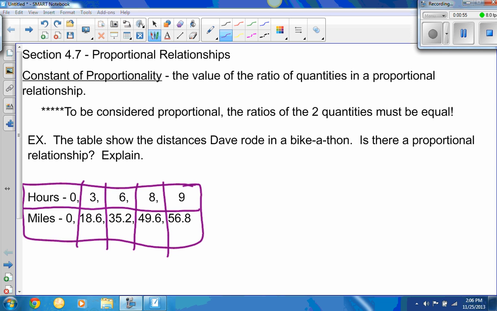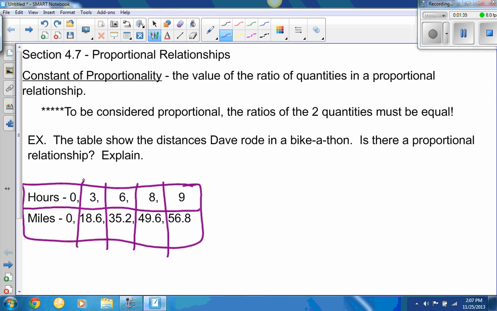So here's an example. It says the table shows the distance Dave rode in a bike-a-thon. Is there a proportional relationship? And then explain it. Okay, so you have his hours and you have his miles. So at hour 0, he drove 0 miles. Well, that's kind of obvious. At 3 hours, he drove 18.6 miles. 6 hours, 35.2. 8 hours, 49.6. 9 hours, 56.8. What they're asking you is, are the ratios equivalent the whole way across? So the whole thing has to work, and if it doesn't, then it's not.